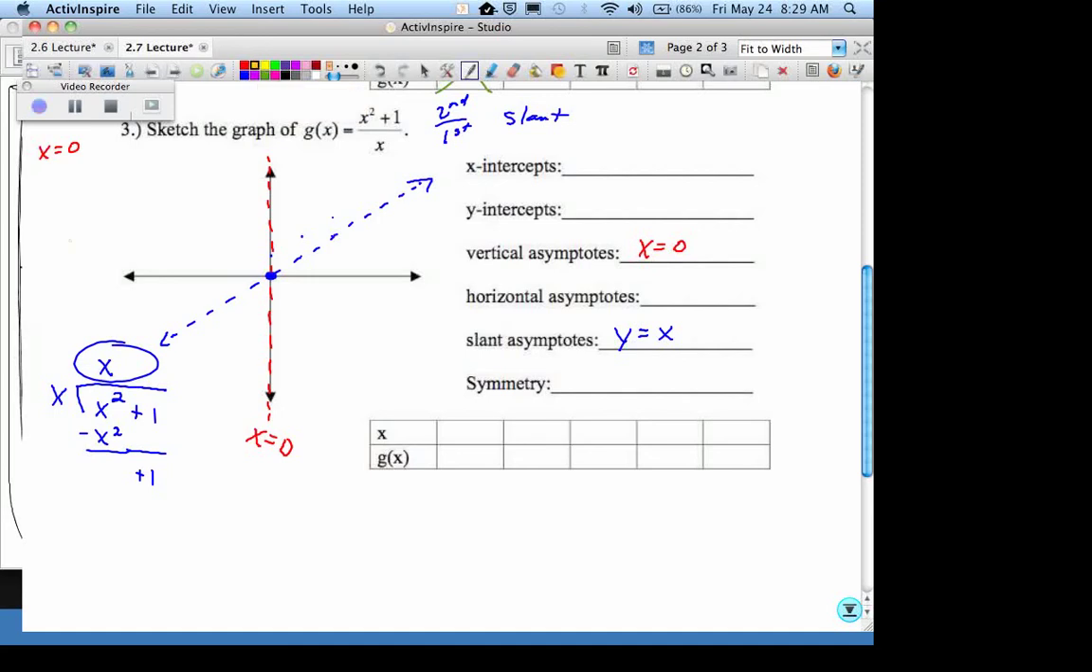What happens when I plug in, well, do I get any x or y intercepts, I should say? No, because the graph, I believe, is here and down here. Right? Okay. So we don't have any x-intercepts. We don't have any y-intercepts. We don't have a horizontal. Do I have symmetry? No.